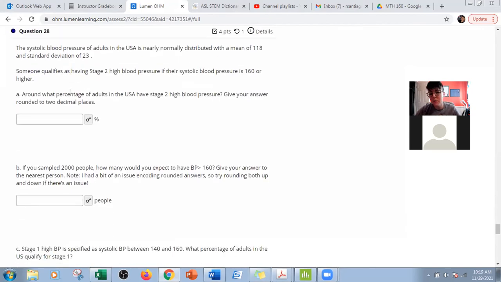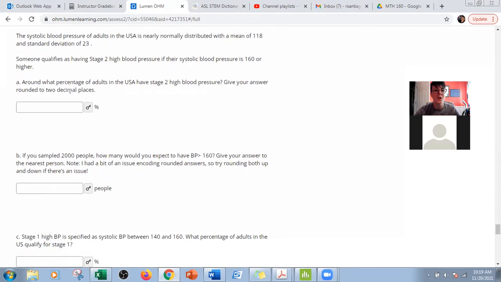It says, around what percentage of adults in the USA have stage 2 high blood pressure? So let's say it's 3.39%. We go through the process, we find that it's 3.39%. Now I'm going to write a statement that says what we just found: 3.39% of adults in the US have stage 2 high blood pressure. That's what we just found, right?